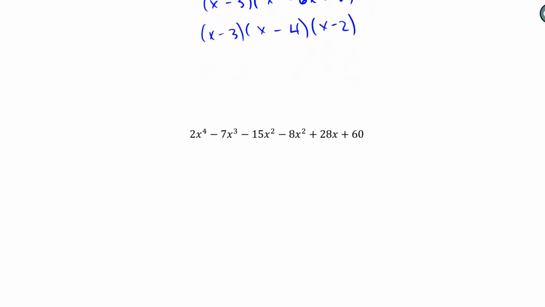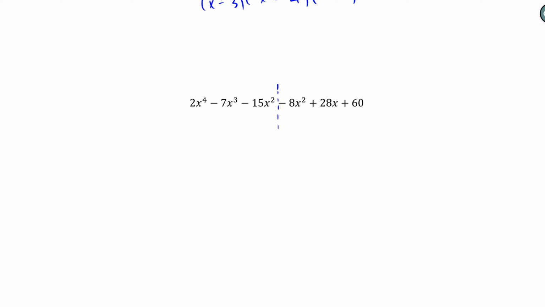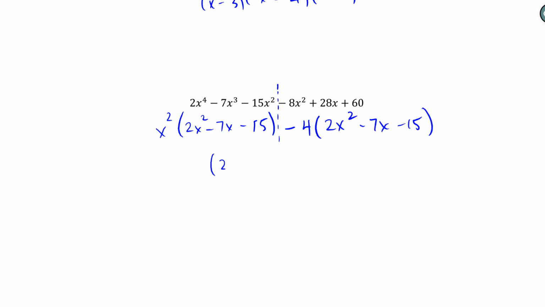The last one, I'm going to choose to go into 2 groups of 3, so that again my exponents stay in the right pattern. If not, we'd have weird like terms in different places. First 3 terms have a GCF of x squared, leaving us with 2x squared minus 7x minus 15. The last set of terms have a GCF of a negative 4, which leaves us with 2x squared minus 7x minus 15. So I have this 2x squared minus 7x minus 15 as my common term, and x squared minus 4 as my uncommon term.